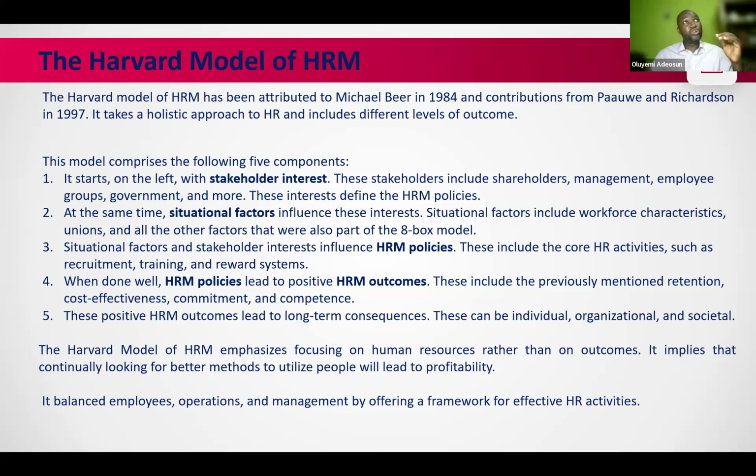So that you will not mention the policy without mentioning the outcomes. If the outcome is not robust, you yourself will step it down. You are not going to take it to the management for consideration or for approval. Okay. And the outcomes can include retention. Outcomes can include cost effectiveness. Outcomes can include commitment. Outcomes can include what?